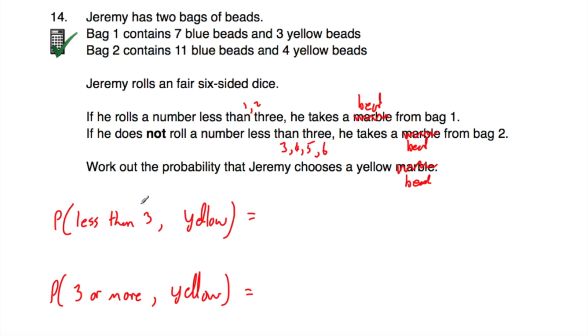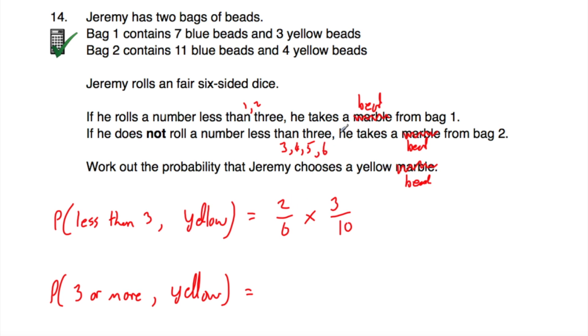So in terms of getting a less than 3 on a dice, well that's a 1 or 2 out of 6, so 2/6. You could write 1/3 if you wanted to, but 2/6. Then the probability that he gets a yellow bead, because if he rolls a number that's less than 3, he then takes a bead from bag 1. So in bag 1 there's 10 beads altogether, because there's 7 blue and 3 yellow. And the probability that he picks yellow will be 3 out of 10, 3 tenths. So what we're going to do is multiply 2/6 by 3 tenths, because the probability that he rolls a number less than 3 is 2/6.